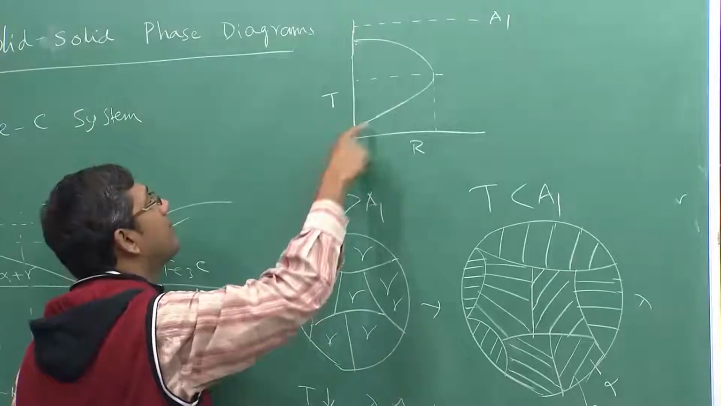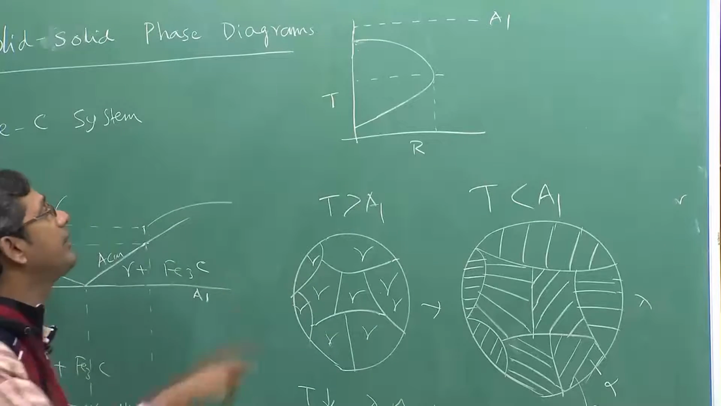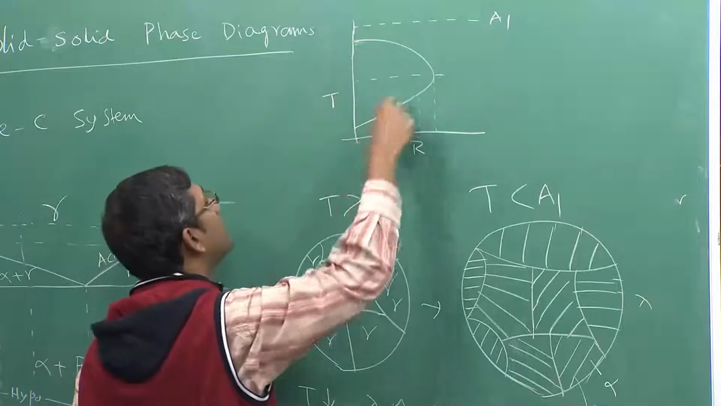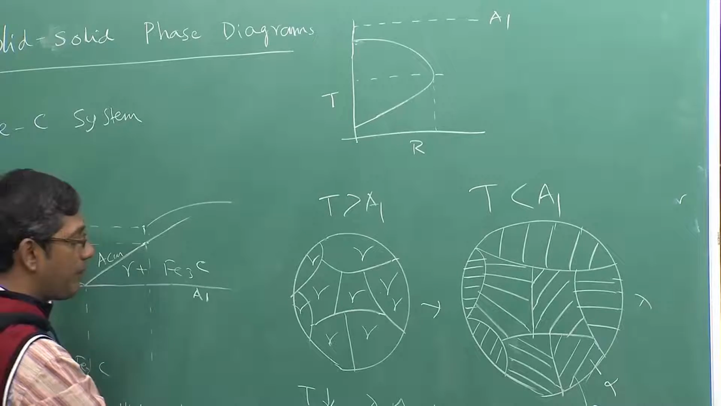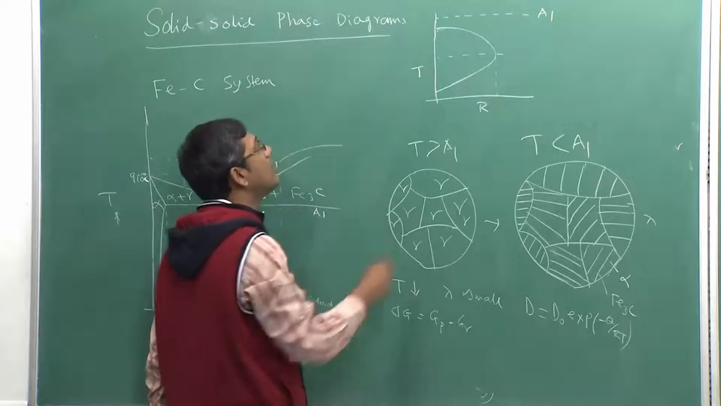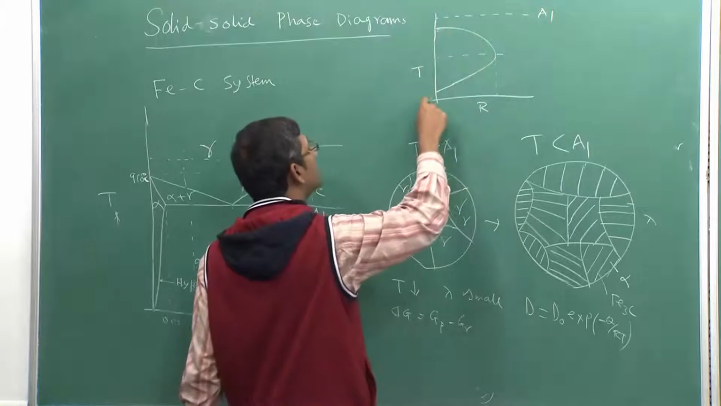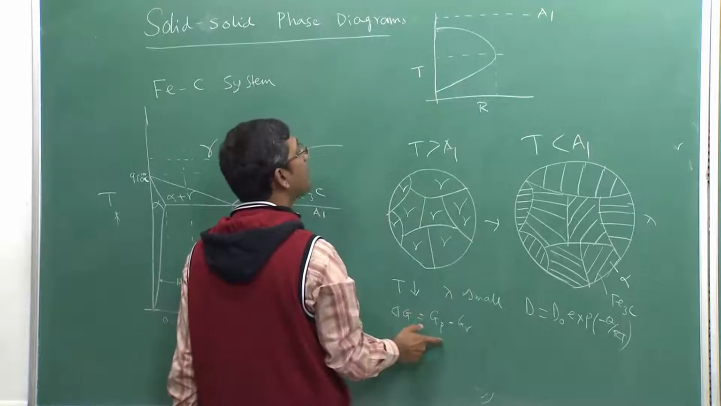So this is like an inverse C curve. You understand the inverse C curve? The origin of the inverse C curve is these two opposing factors: one is the temperature, the other is the driving force. Diffusion is lower as you decrease the temperature, but driving force is higher.